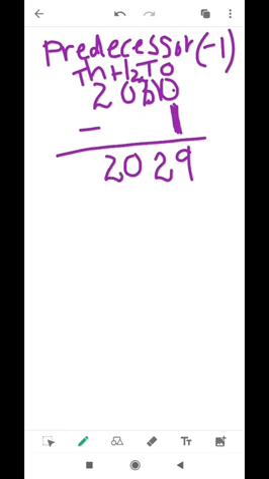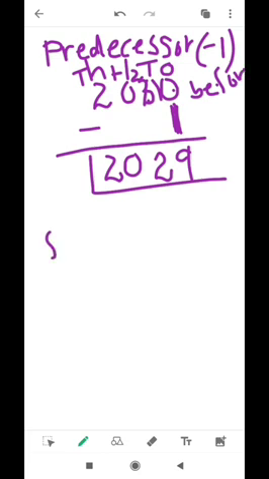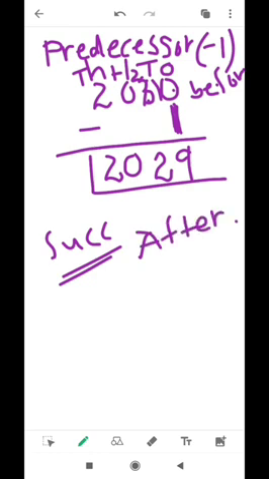So what is the predecessor of 2030? Predecessor of 2030 is 2029. Understood? So predecessor means you can consider it as the number before, and successor means you can consider it as the number after. In successor we are going to add 1, and in predecessor we are going to subtract.